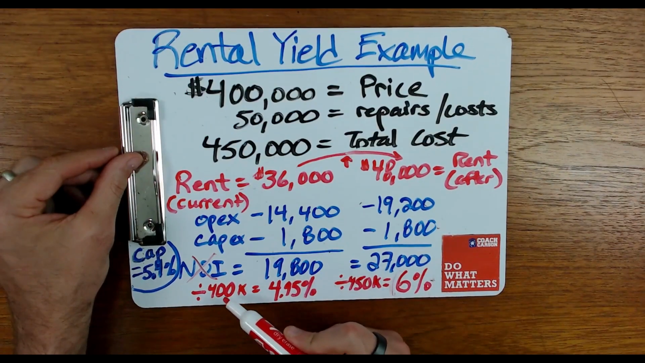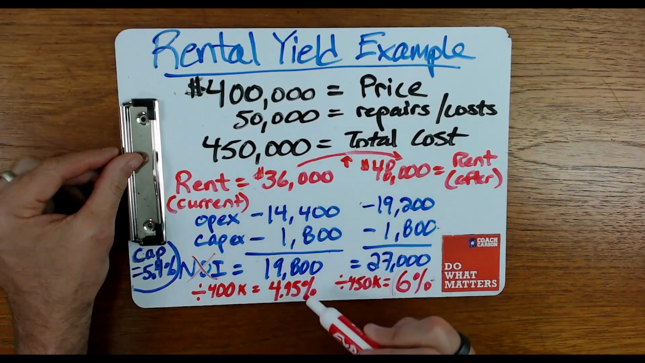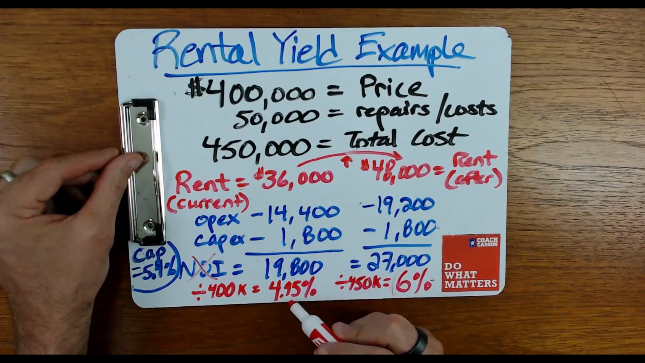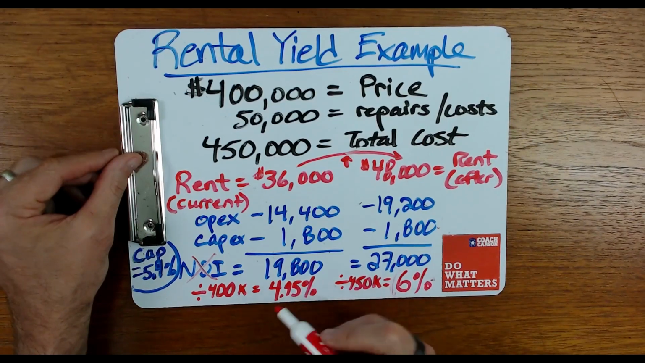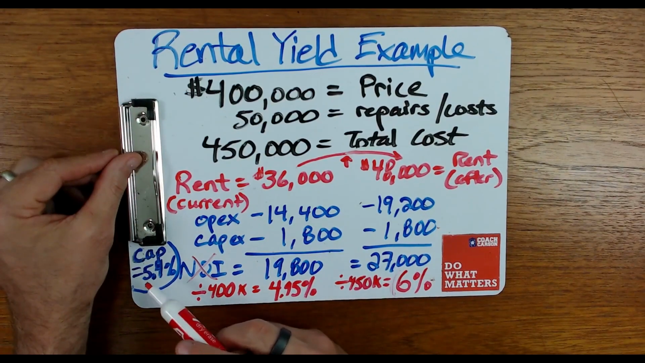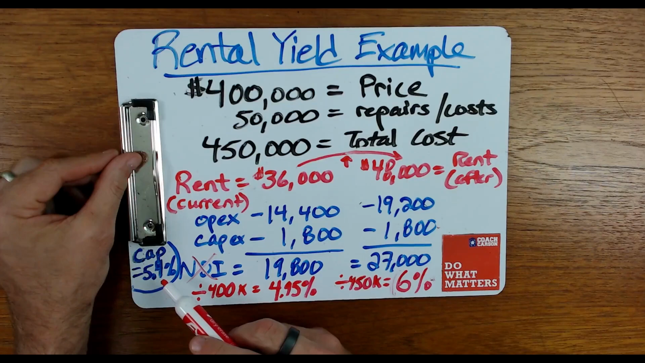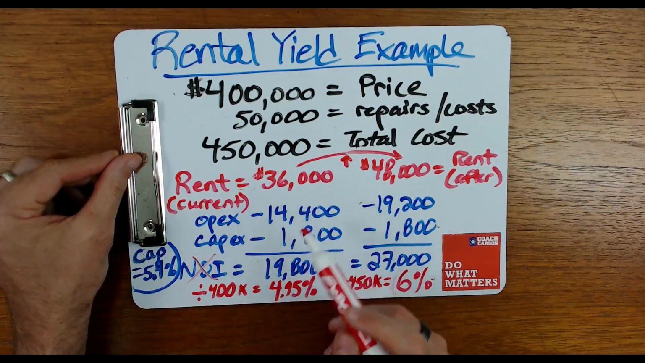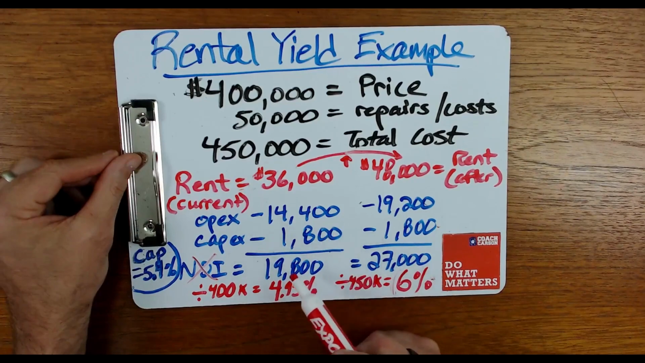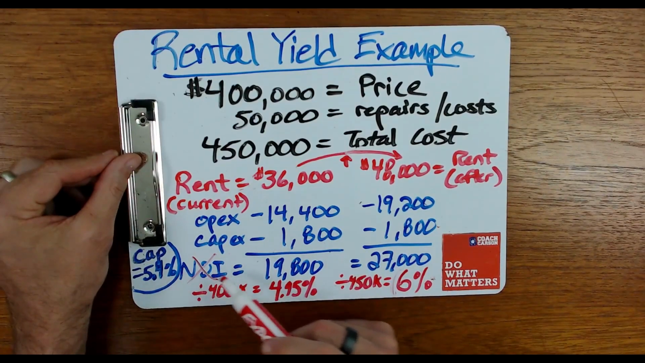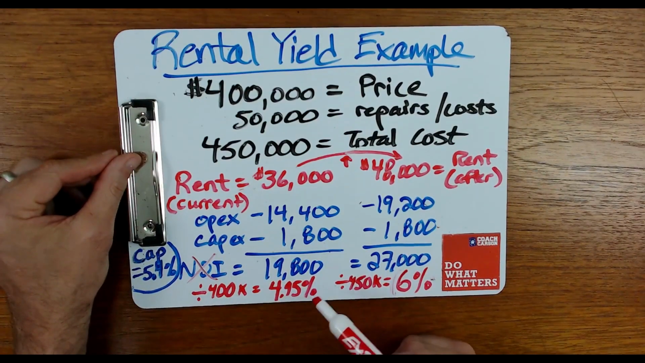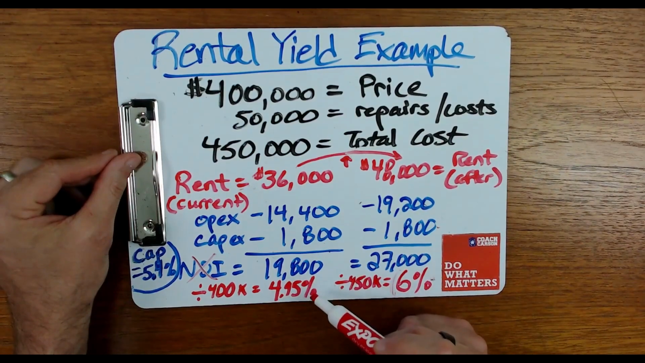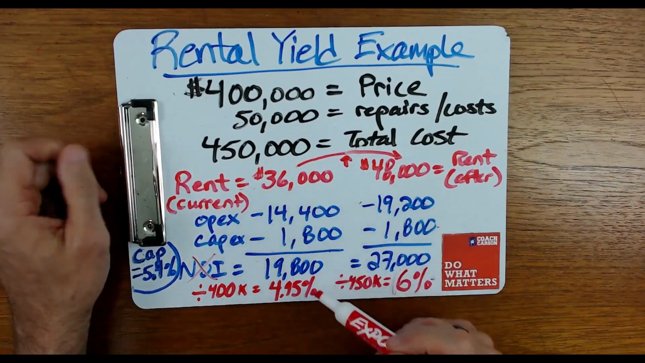When you divide that by my original purchase price, $400,000, that's the pre-scenario before I did the repairs, I had about a 4.95% yield. And you can compare that to what it would have been running a cap rate. That was 5.4%, which was just deducting the operating expenses, not the capital expenses. So you can see there's a difference there. And this is why it's more accurate for you as an investor to understand what the rental yield is when you're trying to really run your numbers.